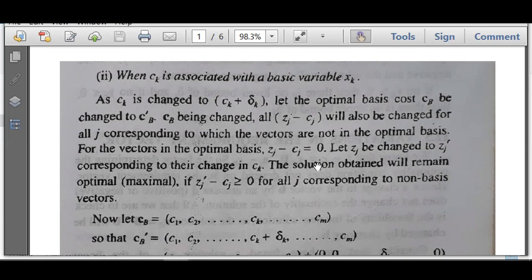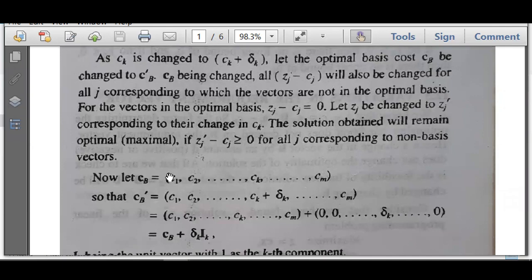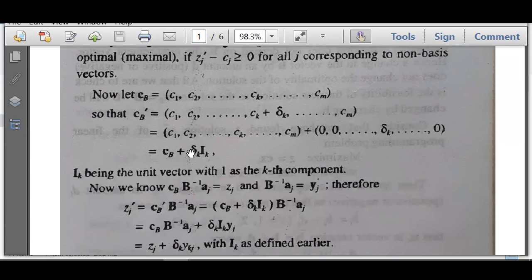Now let Cb be the cost basis. Cb dash now becomes this one. I am giving a change only in the Ck variable. So, as I showed with reference to the table, the C2 variable is changed to C2 plus del 2. So suppose Ck plus del k is the change, you can write it like this. Obviously this notation is clear to you. Now Ik is the unit vector with the kth component as non-zero.